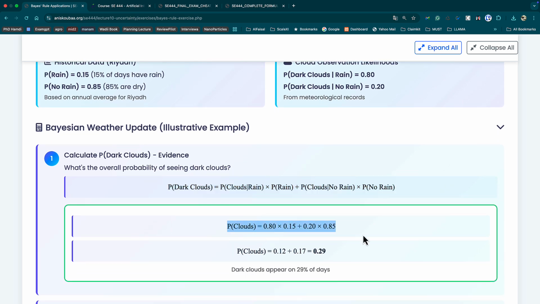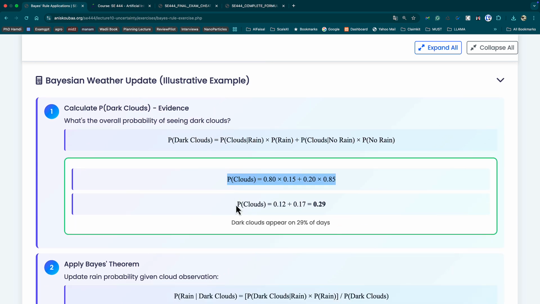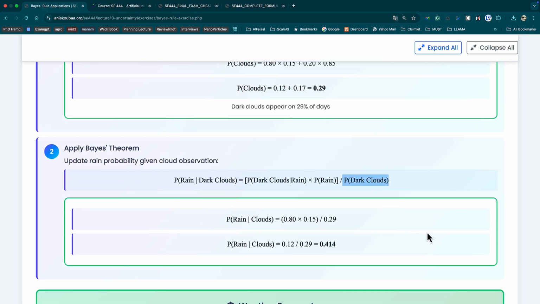Okay, so please do this computation multiple times until you don't have any doubts. And do them manually by hand. Then we use the clouds. We have the P of cloud. This is the missing part in the Bayesian. All we did now is just the application of the Bayesian rule.